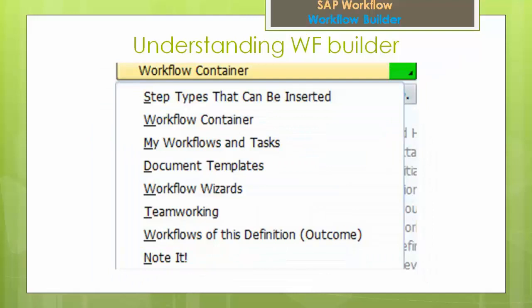Now, as I said, the third section is more important, because once you navigate to the third section of the workflow builder, you have an option of choosing different areas. In the first slide, we saw the step types that can be inserted, and in the previous slide we saw what a workflow container is. If you click on the small arrow that is highlighted on the screen, facing downwards, these are the list of options that will be available. Based on the area or section that you choose, the look and feel of this particular area changes.